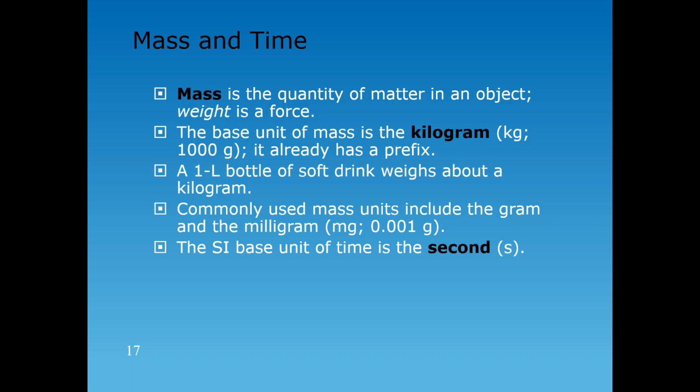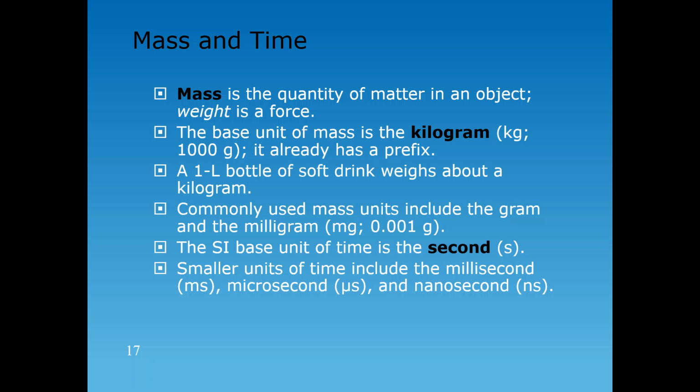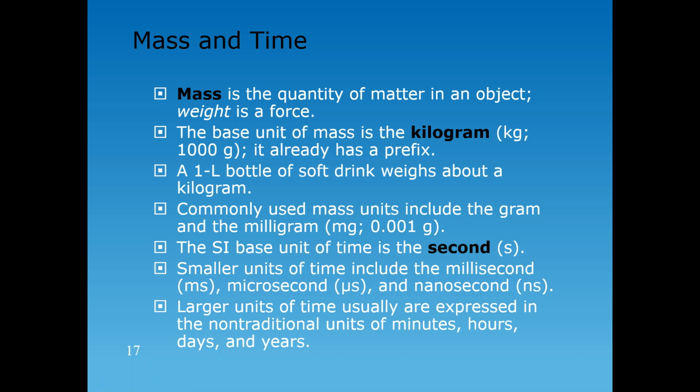And then we have the second, which is the SI base unit of time. The smaller units that are more commonly used are the millisecond, the microsecond, and the nanosecond. Milli is 1,000th, micro is 1 millionth, and nano is 1 billionth, all right? And you can have larger units of time, but typically, even in the sciences, we tend to stick to the traditional older non-metric system for the larger units: hours, days, and years, all right?